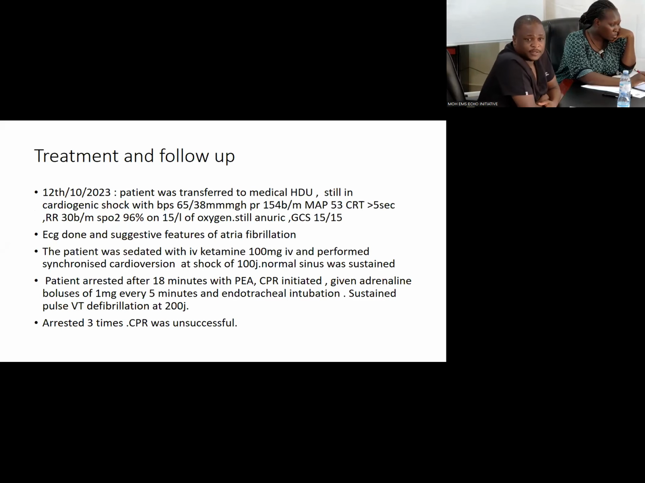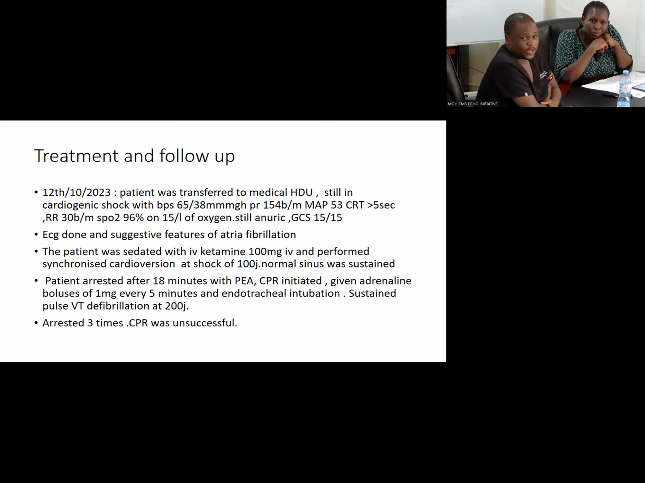Treatment and follow-up. The patient was brought to A&E on 11th October last year. The following day, the patient was transferred to medical HDU. By the time she was transferred to medical HDU, she was still in cardiogenic shock, irrespective of the vasopressors given, norepinephrine and dobutamine. The BPs were still low.